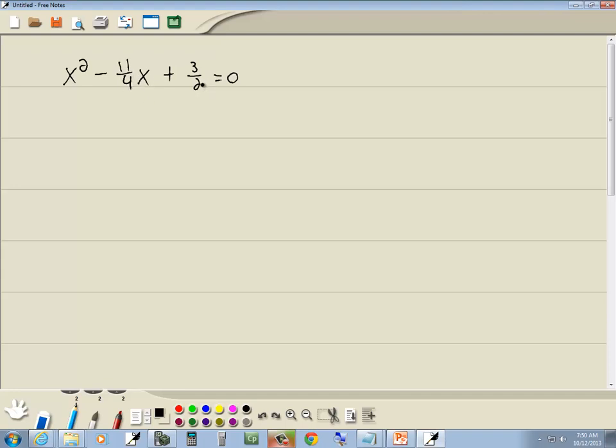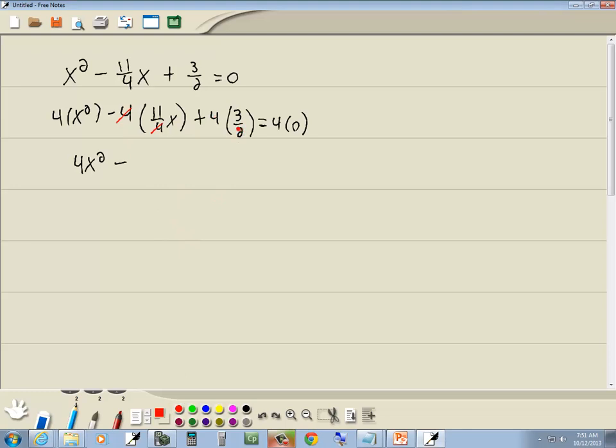Well, I got 4 and 2. My LCM would be 4. So I'm going to multiply the x squared by 4, minus 4 times 11/4 x, plus 4 times 3/2, equals 4 times 0. When I say multiply everything, you have to multiply what's separated by pluses, minuses, and equals. So that gives us 4x squared minus, this 4 here cancels this 4.